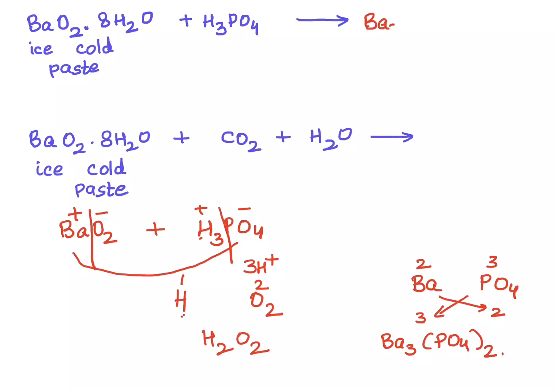We will get Ba3(PO4)2, plus what we are preparing, hydrogen peroxide. And of course, you notice we've got water over here, the hydrated barium peroxide, so we'll get water as also one of the side products. Now pause the video and balance this equation yourself.